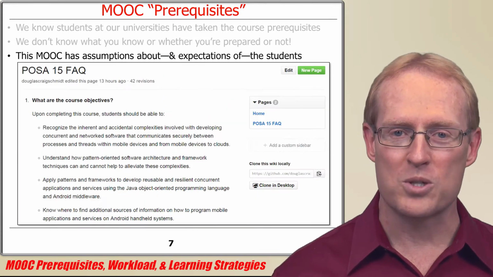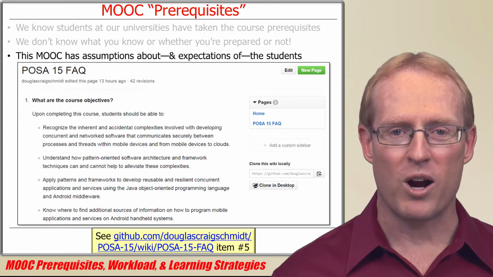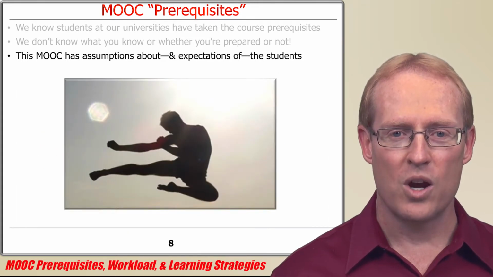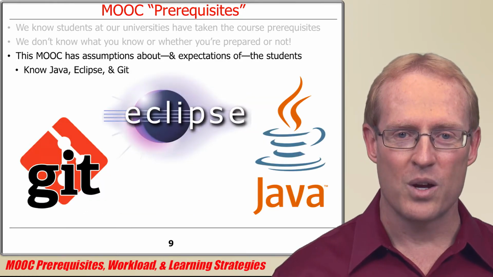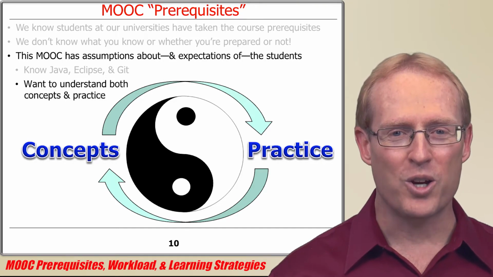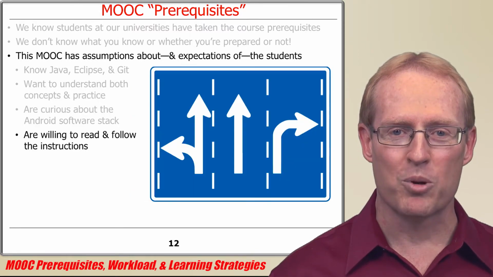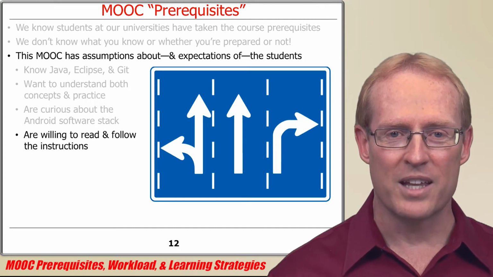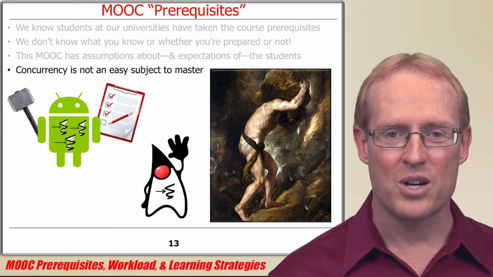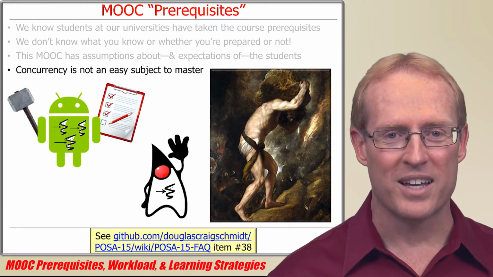We developed this MOOC with certain assumptions about and expectations of students who take the course, which are summarized in the FAQ. In particular, this MOOC is intended for self-motivated students who know Java, Eclipse, and Git, want to understand both the concepts and practice of developing mobile software applications, are curious about how the Android software stack itself is designed and implemented, and who are willing and able to carefully read and follow the instructions in the MOOC assignments and announcements. Concurrency is not an easy topic to master, so be prepared to put in a significant amount of time if you want to get the most out of this MOOC.